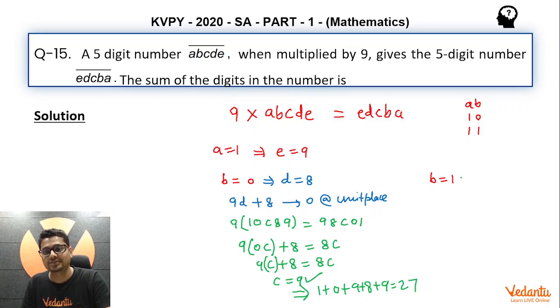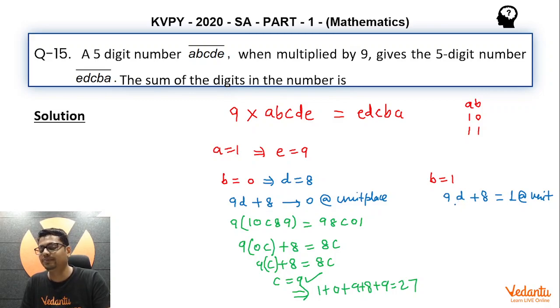Just that we have not explored one more possibility or one more case. We may even skip it. Why? Because we are expecting some unique answer. And if I'm getting 27 as an answer, that means that should be the answer. Still, let's explore what if B is equal to 1. By the same understanding you may say 9 times D plus 8 should give you 1 at the unit place. Now for this to happen, what should D be?